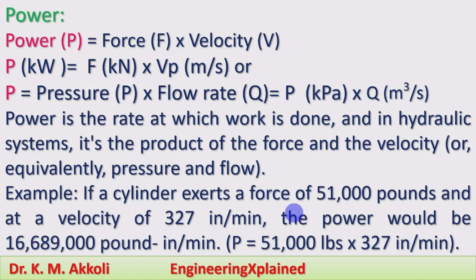Example, if a cylinder exerts a force of 51,000 pounds at a velocity of 327 inch per minute, the power would be 16,689,000 pound inch per minute. That is P equal to 51,000 lbs multiplied with 327 inch per minute. Like this, we can calculate the power of this hydraulic cylinder.